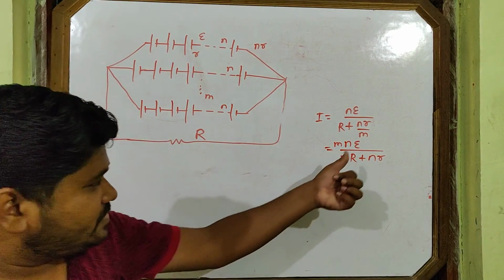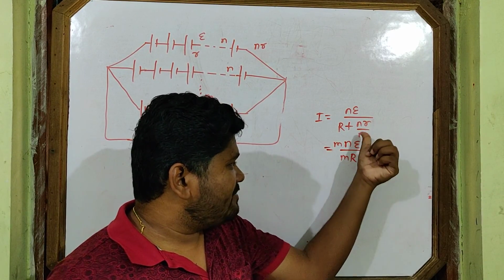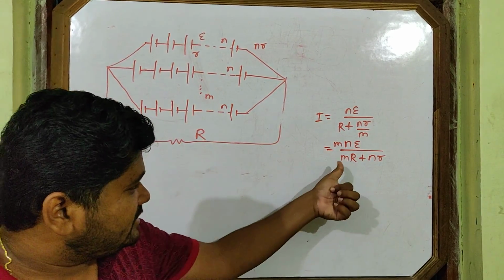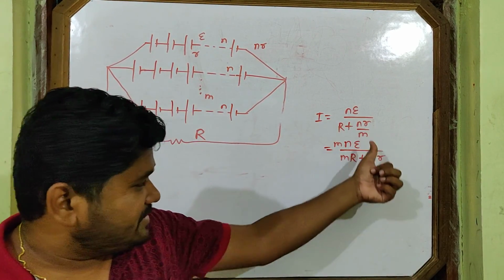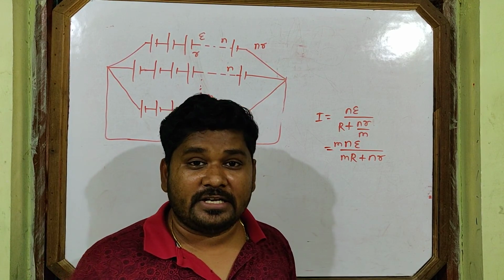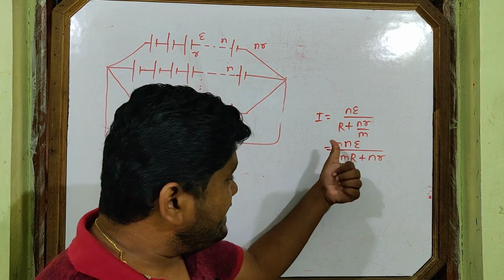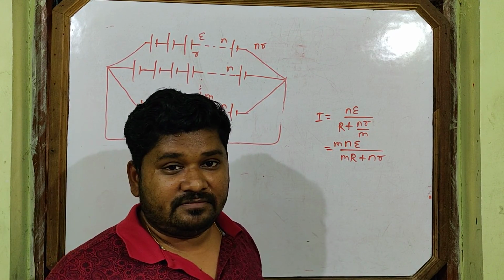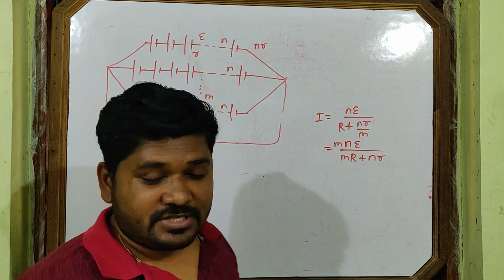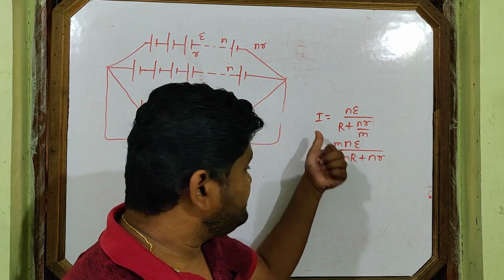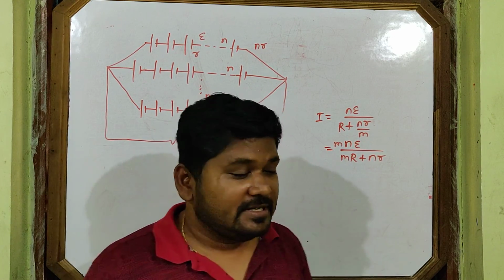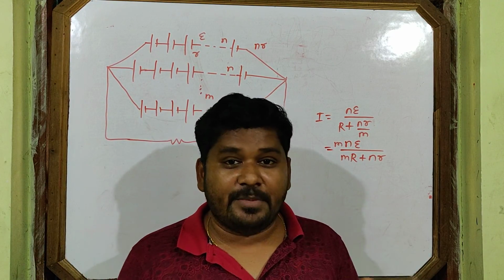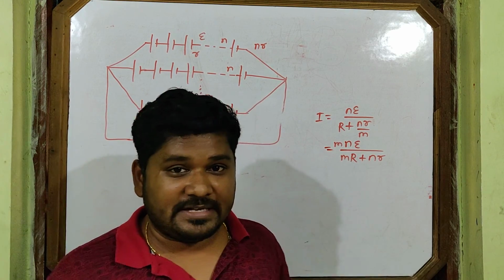I just took M as the LCM, then M goes into the numerator, and the denominator becomes MR plus NR. So the net current in the circuit is MNE by (MR plus NR). But we need the maximum current in the circuit, the current that should pass through our external resistor. How will we make this current maximum? Current will be maximum if the denominator is minimum.